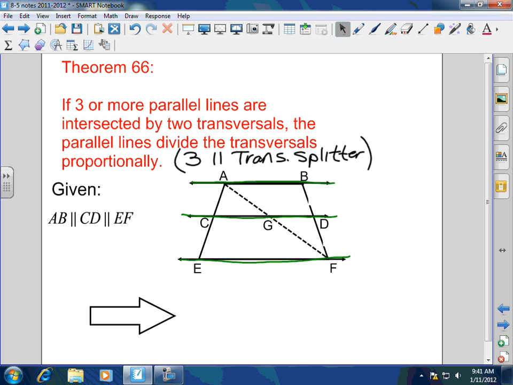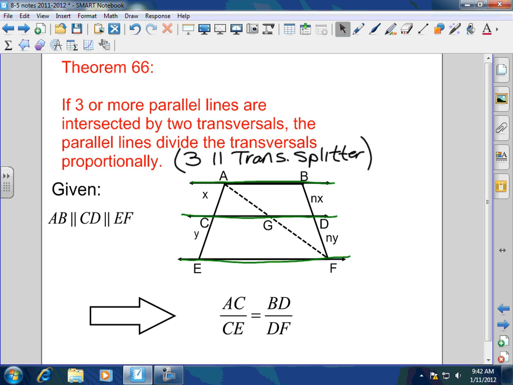So basically, if I'm given that AB is parallel to CD is parallel to EF, then I'm going to get that AC, which I'm going to call X, to CE, which I call Y, is going to be proportional to BD, which is NX, to DF, which is NY, where N is a whole number, a decimal, or a fraction.